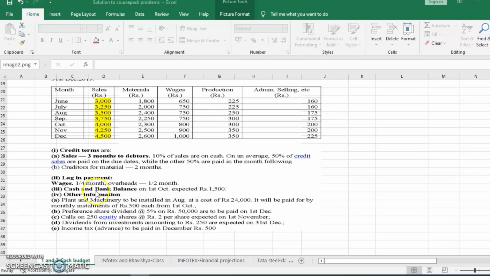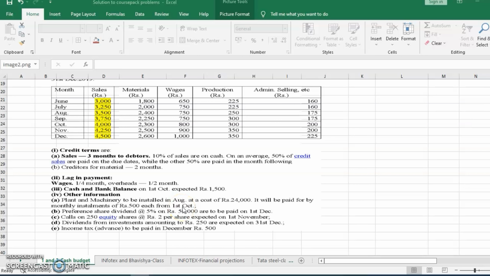The opening cash and bank balance, which is on 1st of October, is expected to be 1,500. That's given to us. And the other information is plant and machinery to be installed in August at a cost of 24,000. So they're planning to install plant and machinery in the month of August, which costs around 24,000. And this will be paid by monthly installments of 500 each from 1st October. So 500 each every month. Your EMI is starting from October, and 500 rupees is the monthly installment, which is also your expense.